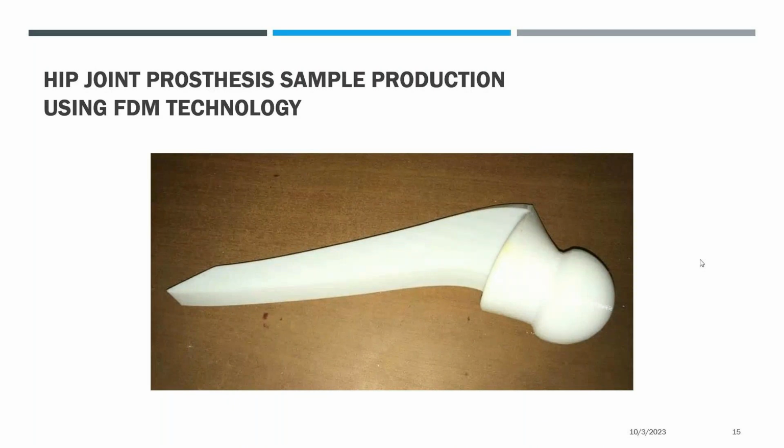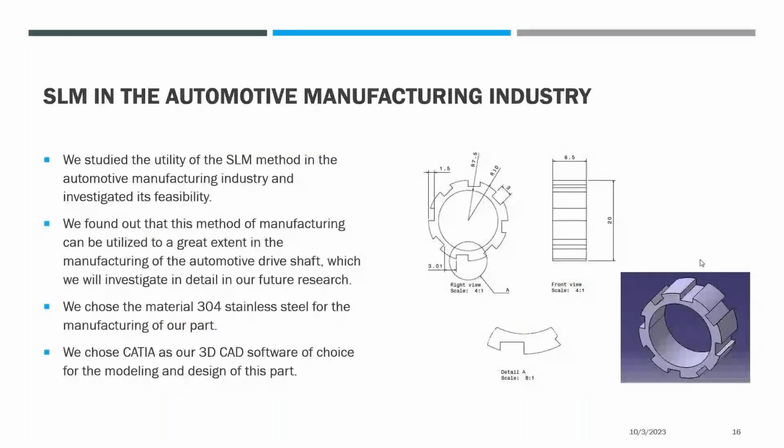And finally, SLM in the automotive manufacturing industry. We studied the utility of the SLM method in the automotive manufacturing industry and investigated its feasibility. We found out that this method of manufacturing can be utilized to a great extent in the manufacturing of the automotive driveshaft, which we will investigate in detail in our future research.